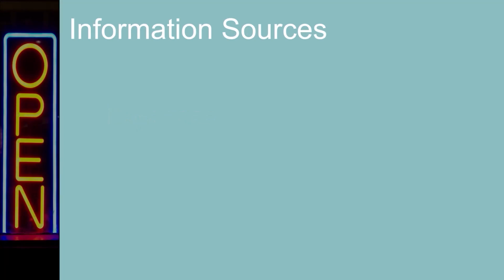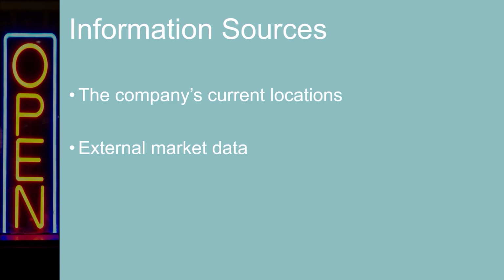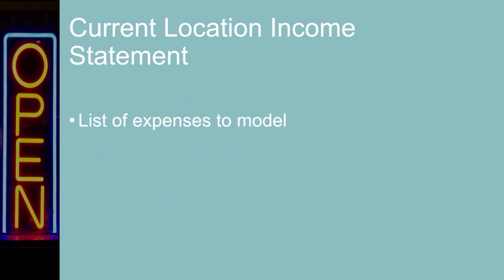Most of the sources of information for the new location's expenses are the same as those that I discussed for revenues. Those were the company's current locations, external market data, and competitor location data. A detailed income statement for one of your current locations lists the expenses you may need to model for the new location. Use it as a starting point of expenses to research for the new location.